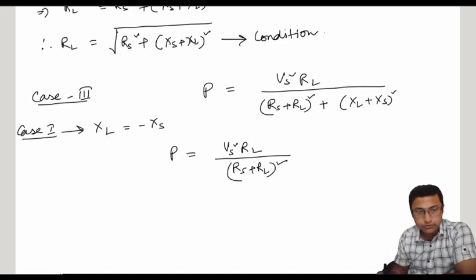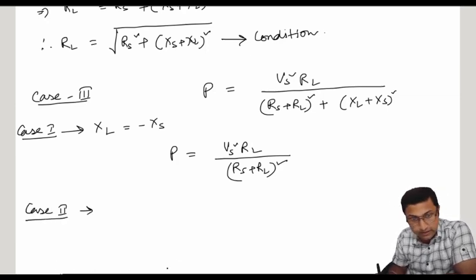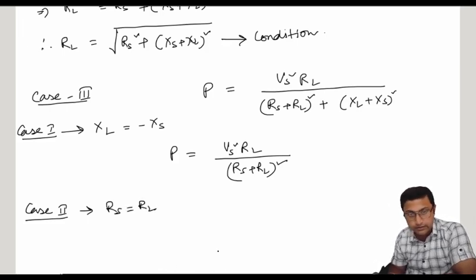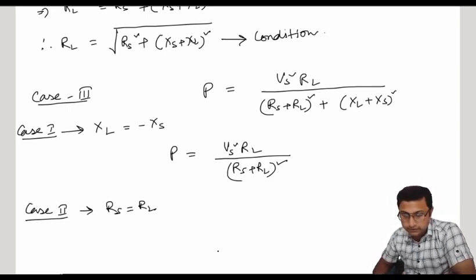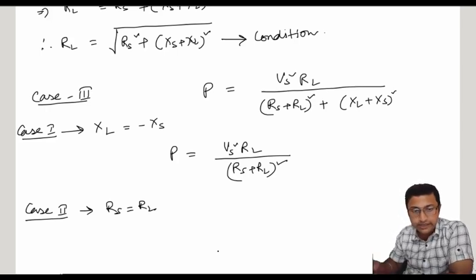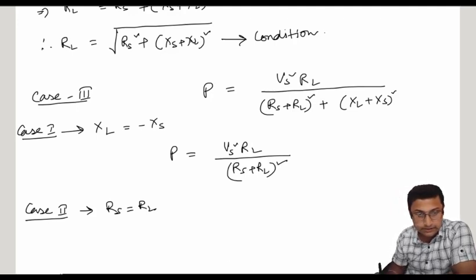And from case 2, what can we write? RS equal to RL, because we have already calculated this in our DC network theorem lecture series. That is dP/dRL equal to 0, so that is RS equal to RL. So by substituting again, we get that P is equal to Vs square by RS, equal to RL. Here put it, that means Vs square by 4RL.